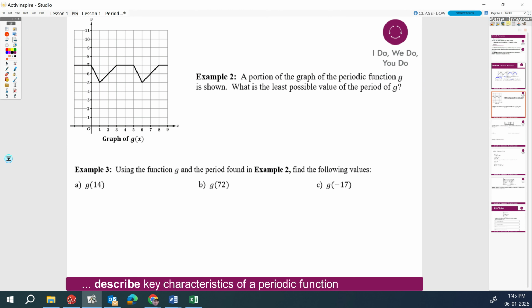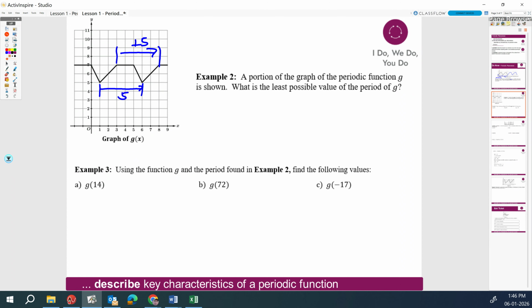So here we have a similar type function, not quite the same one. A portion of the graph of the periodic function g is shown. What is the least possible value of the period? Have a look at the function. What is the least possible value of the period? How long does it take for the period to repeat? 5. So it's right. So the distance from here to here is 5. But likewise, the distance from that point to that point is also 5. This is 5. This is our period.